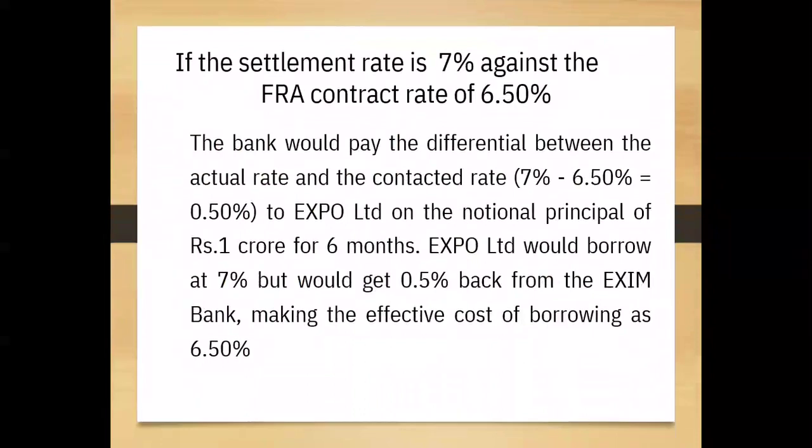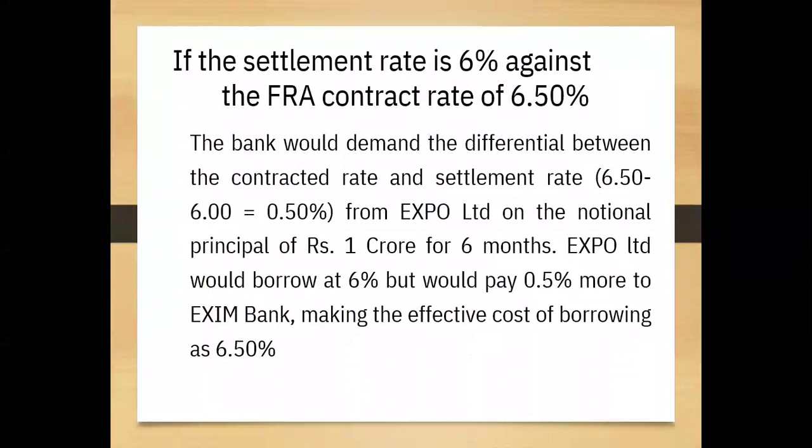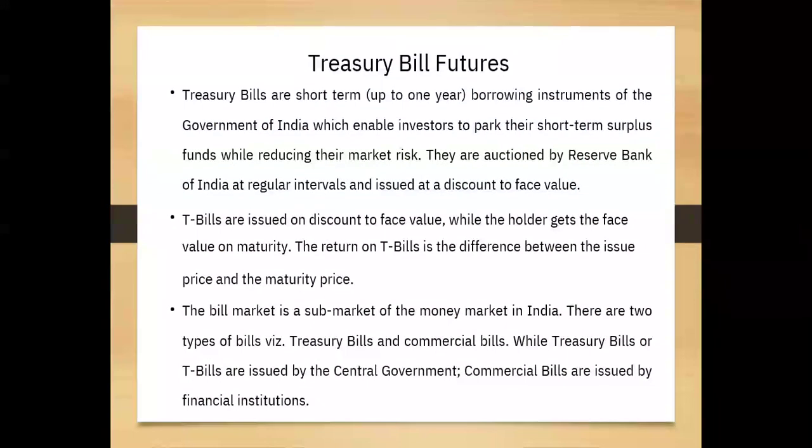In the forward rate agreement, if the settlement rate is 7% against 6.5%, one person is getting a loss and the other person is getting a profit out of it. If the settlement rate is 6% against the forward rate contract of 6.5%, Expo Limited would borrow at 6% and would pay 0.5% more to Exim Bank. Having said that about forward rate agreements, I will move on to treasury bill futures.